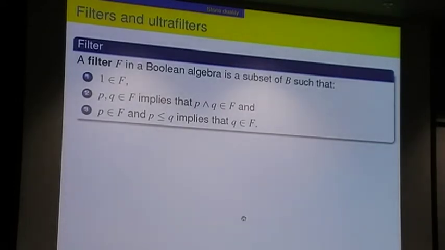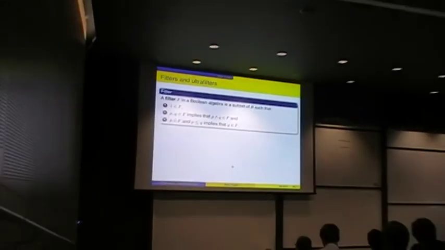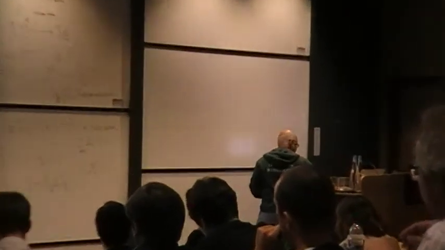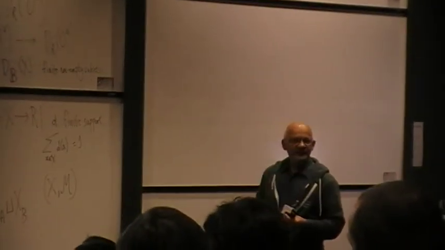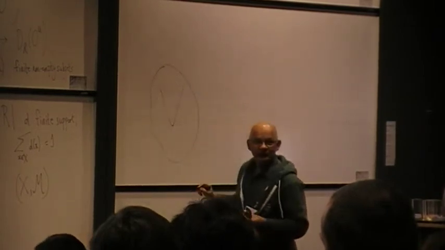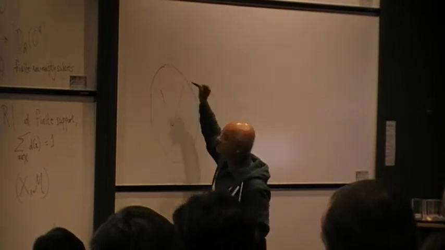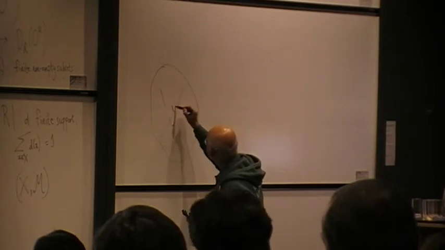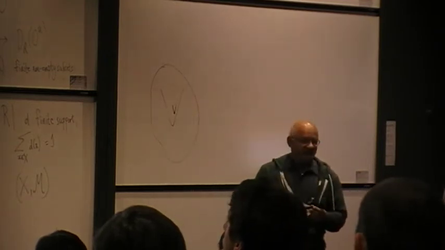Okay, so let me say a bit about filters and ultrafilters. A filter, I find it useful to think in terms of coffee filters. Remember Boolean algebras are ordered, so there's some kind of ordered set, and the filters are the things that look like that. They're upward closed. If anything is in the filter, then anything above it is also in the filter. And if you have two things in the filter, then their meet is also in the filter.